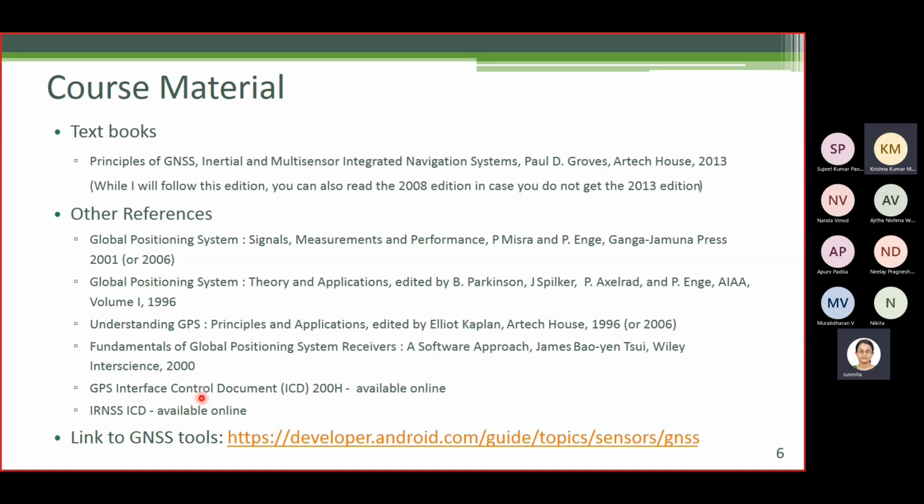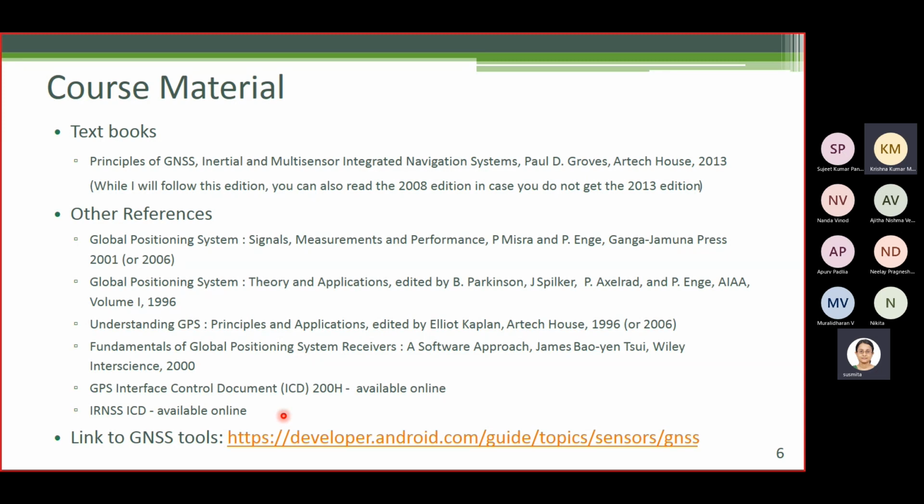And then these are available online. They actually give details of these two constellations. In this class, we'll not be able to talk about different constellations, different systems, GPS-like systems. So we'll mainly concentrate on GPS and IRNSS. IRNSS is the constellation being developed by India, Indian Regional Navigation Satellite System. It is also called NavIC, Navigation with Indian Constellation. So these interface control documents are available online. They give you specific details about these constellations.